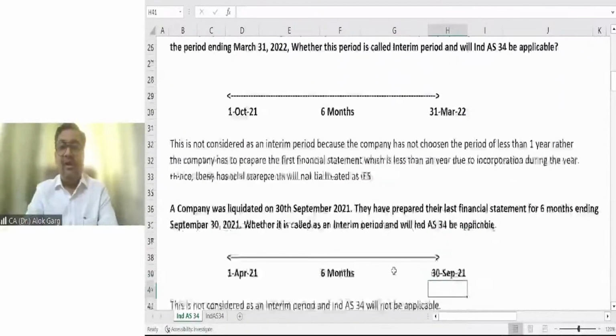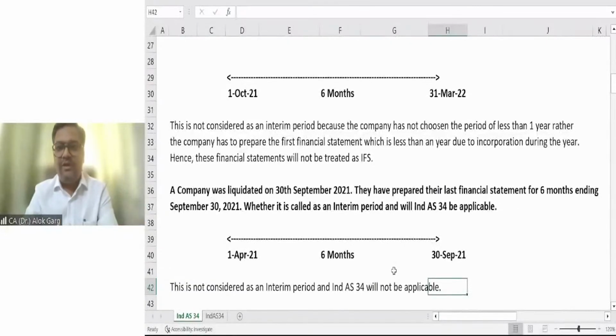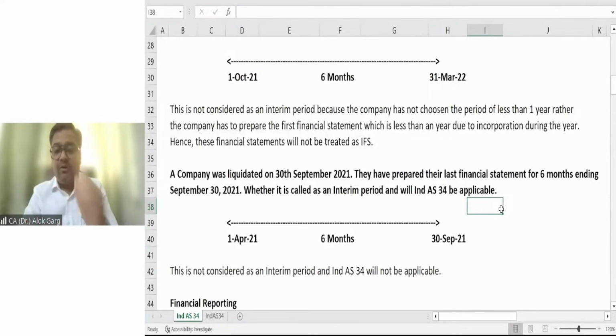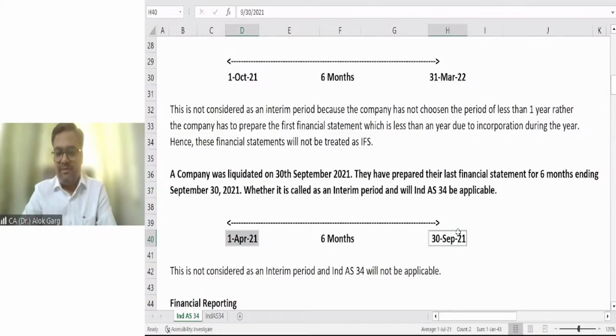Next question. The first belongs to the incorporation. Now the next belongs to the liquidation. A company was liquidated on 30th September 2021. They have prepared their last financial statement for 6 months ending September 30th, 2021. Whether it is called an interim period and will Ind AS 34 be applicable? So whether this period is called an interim period?